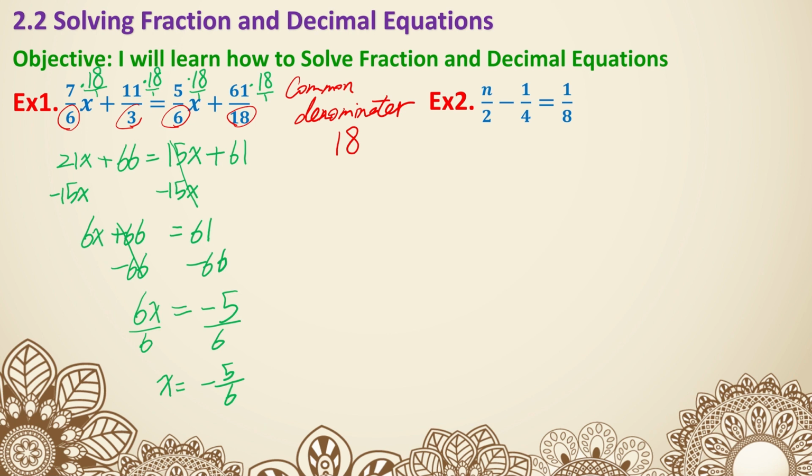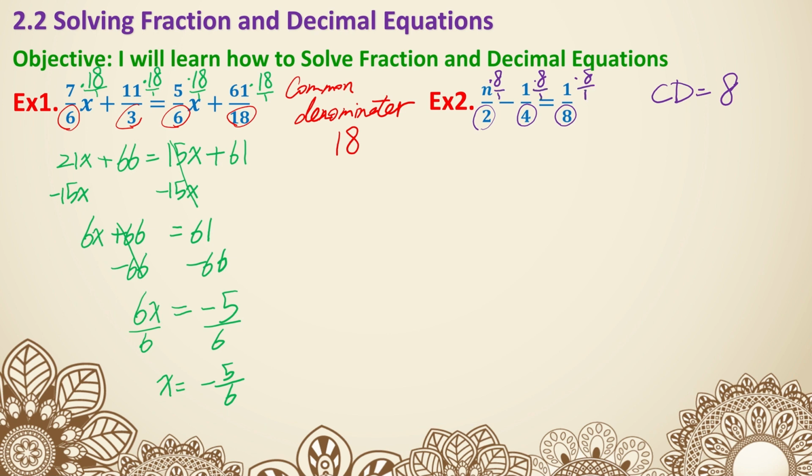Okay, moving on, number 2. The denominators we have are 2, 4, and 8. So for the common denominator, I'll just refer to it as CD from now on. We need a number that 2 can divide into, 4 can divide into, and 8 can also divide into. So it's going to be 8. Then we're going to multiply everything by 8, or by 8 over 1.